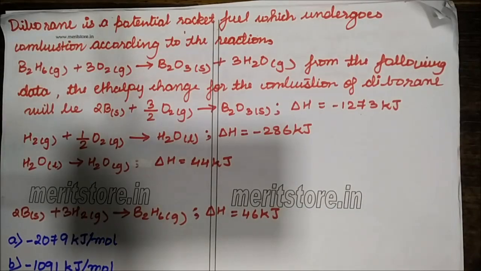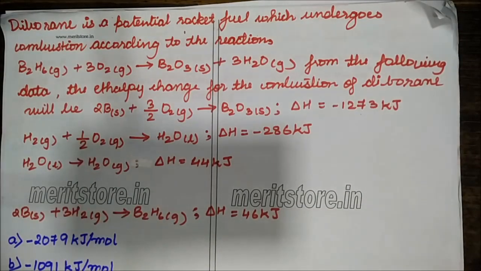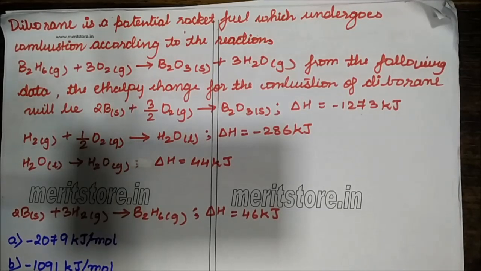We're going to start with some MCQs based on the chapter Thermodynamics. Thermodynamics is what we're going to study now. See, the first question says diborane is a potential rocket fuel which undergoes combustion according to this reaction. And we are told to calculate the enthalpy change for the combustion reaction.